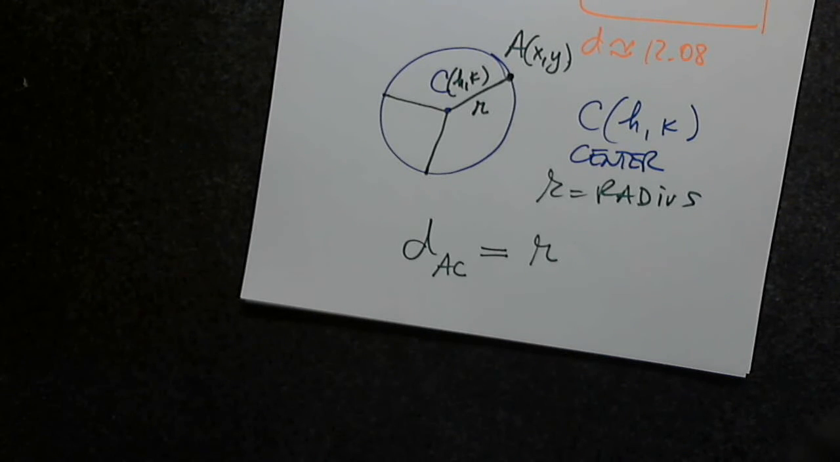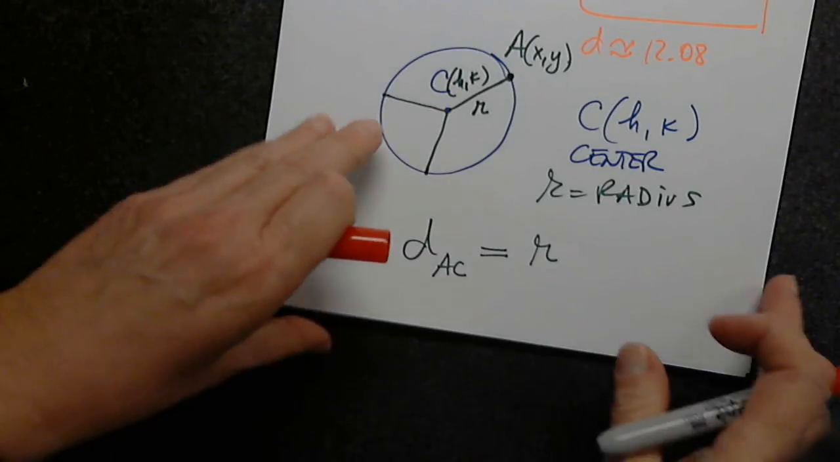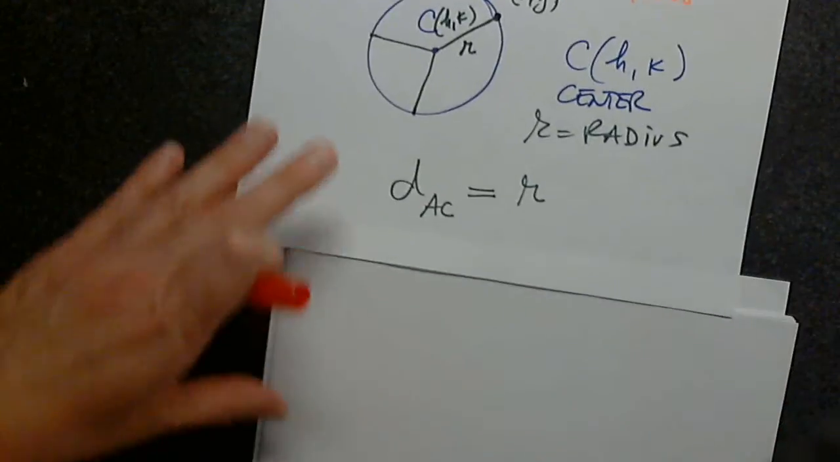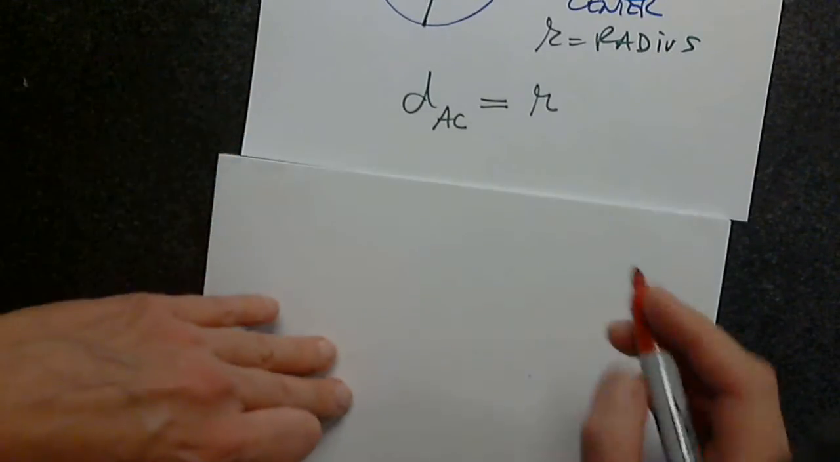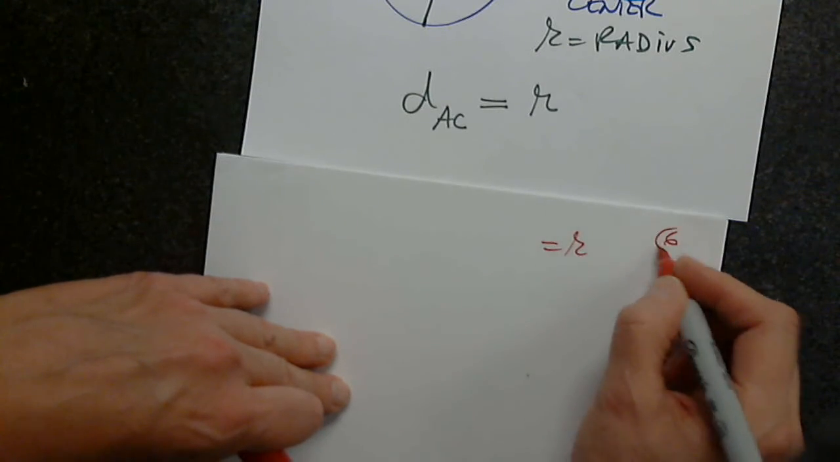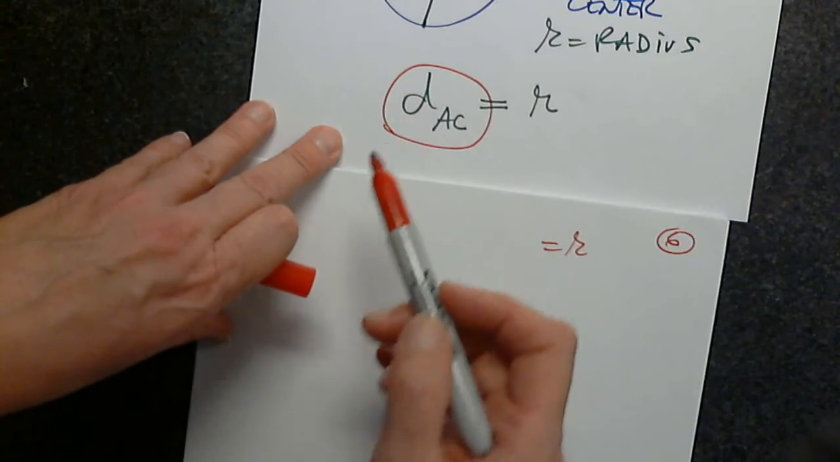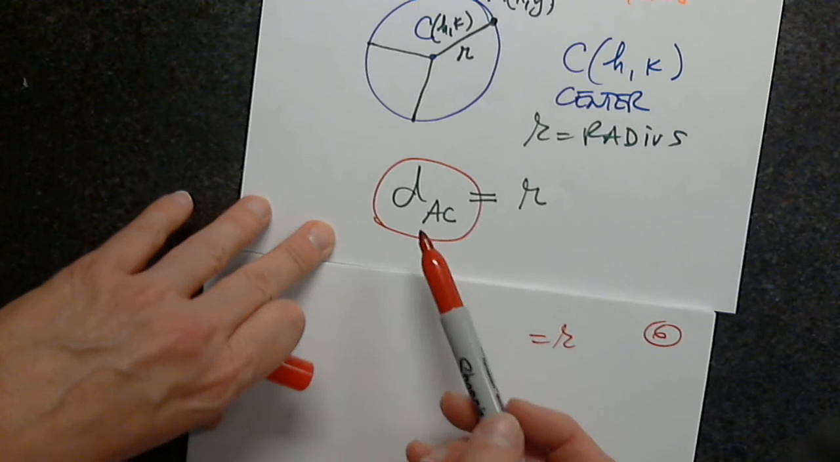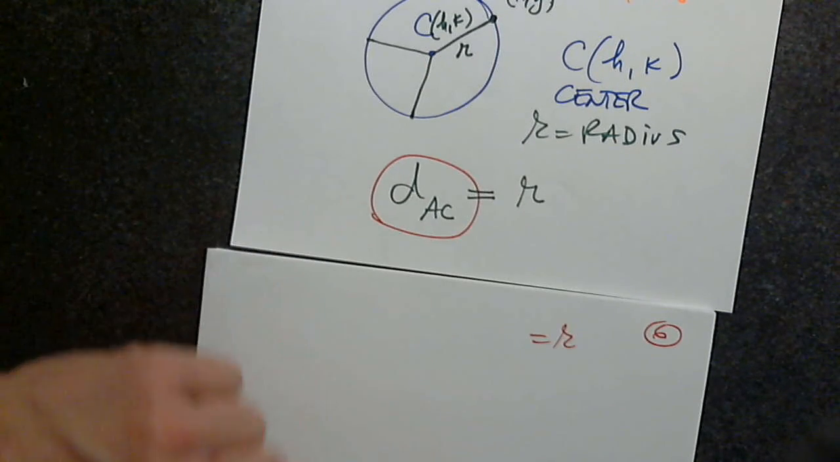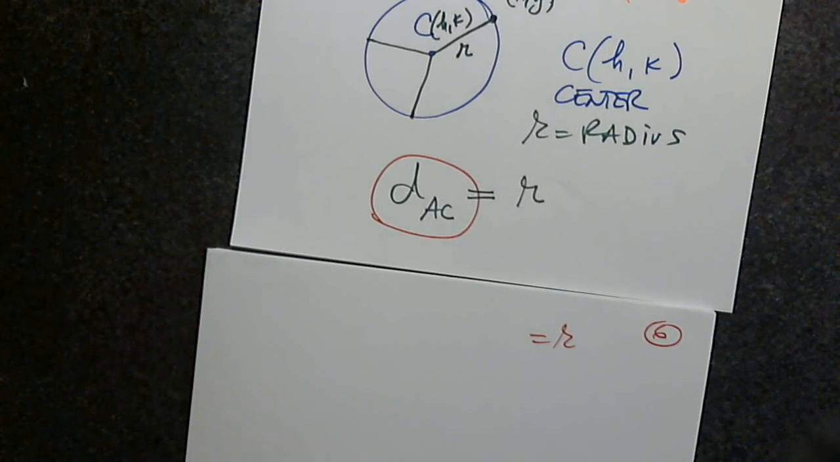Perfect. Excellent. Good. My next step is I will keep R on the right-hand side, and I would like you to give me the formula that we just discussed for the distance AC, and tell me how to write it.